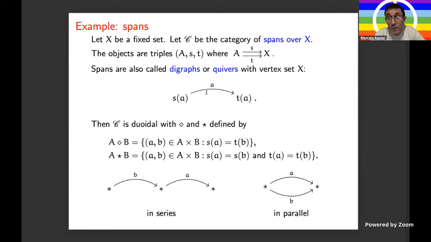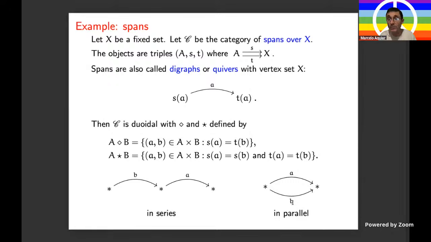And then there are two ways of multiplying spans. We can either take these pairs of arrows in which the source of one is the target of the other, composable arrows, arrows in series, as shown here on the left, or we can take pairs in which the elements of the pair have the same source and the same target, so arrows in parallel. And again, these two operations, each of them defines a monoidal structure on the category, and they are compatible.